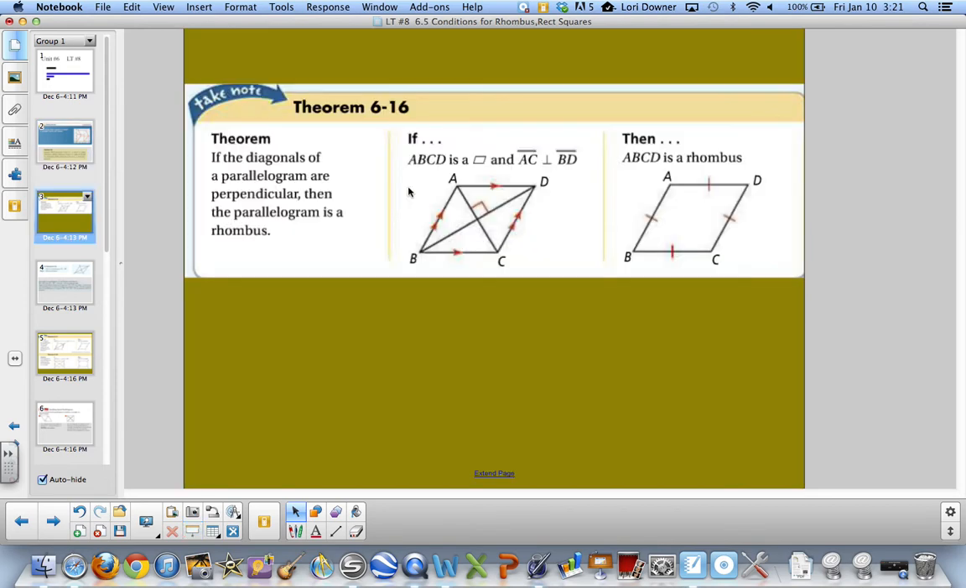So the first property we're going to add to our purple sheets, both on the front and on the inside, is: if the diagonals of a parallelogram are perpendicular, then the parallelogram is a rhombus. So if I have diagonal AC and it's perpendicular, or hits at a 90-degree angle, to BD, then I know I have a rhombus. Pause the movie, add this to your purple sheets, press play when you're finished.